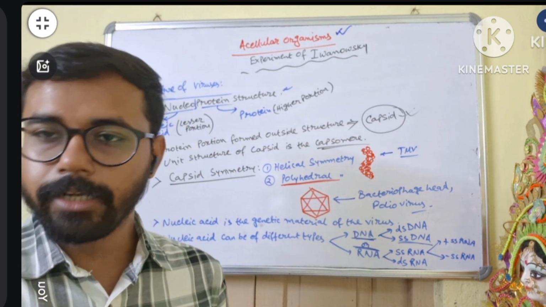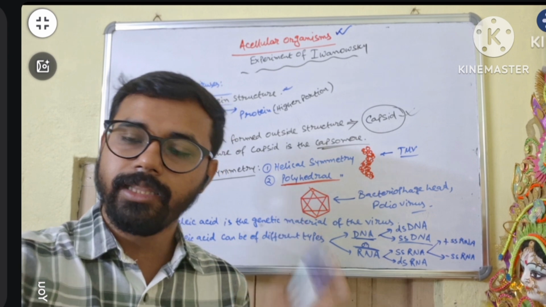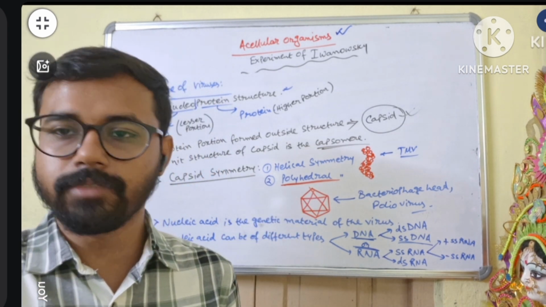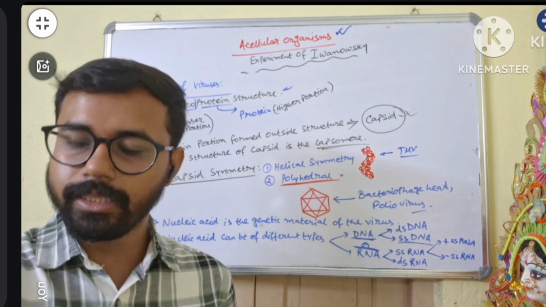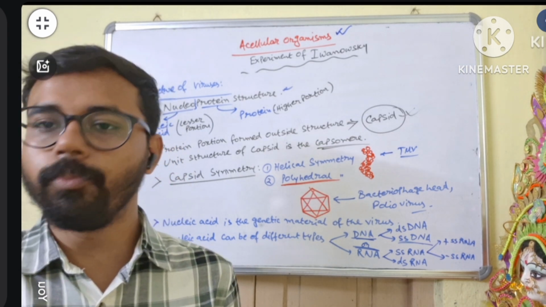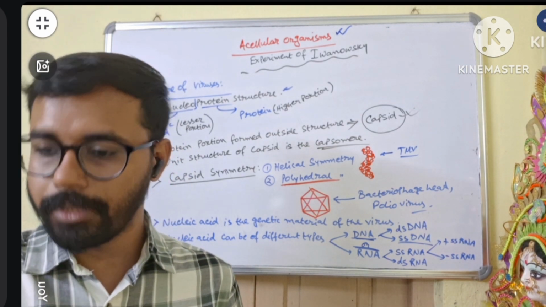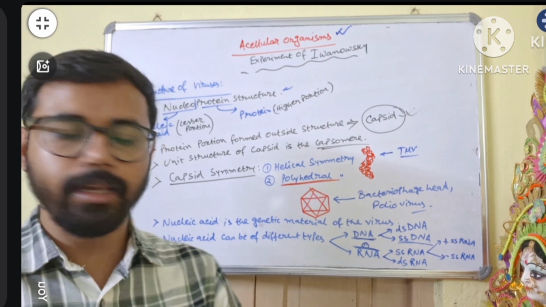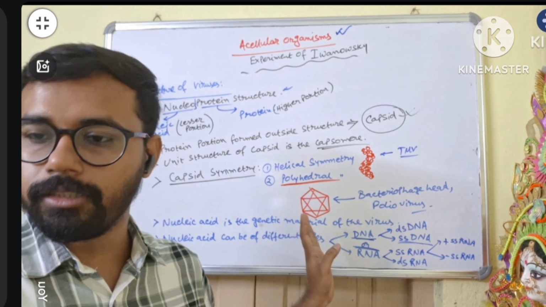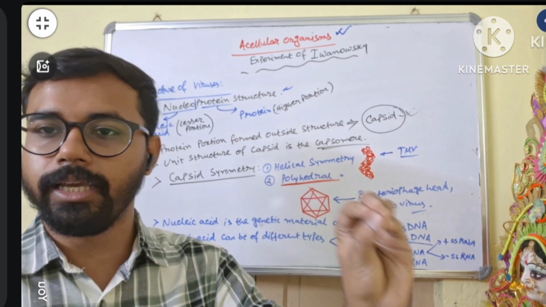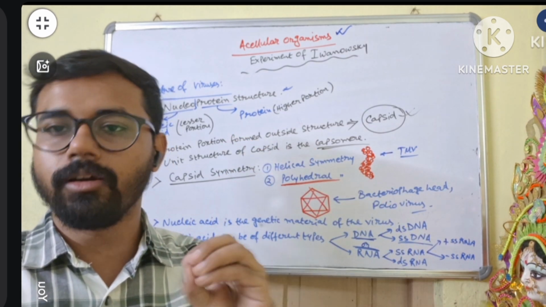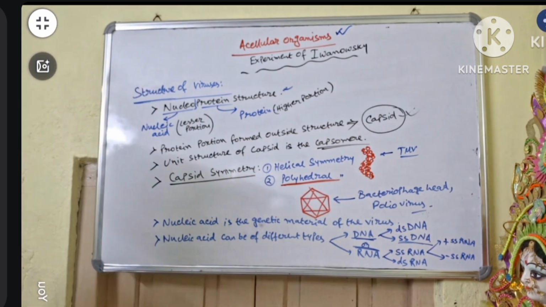You will not find that, meaning a virus in which both DNA and RNA work as genetic material. Such a virus is absent in nature. Only either DNA or RNA, not both, acts as the genetic material. Clear? An RNA virus does not contain DNA in its genetic material. A DNA virus does not contain RNA as a genetic material. So it is either a DNA virus or an RNA virus, not both.